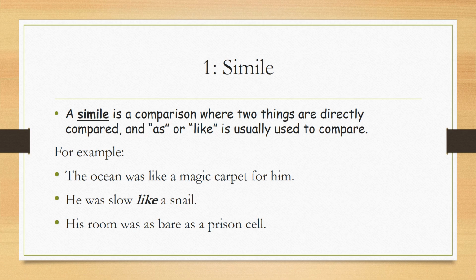Let me give you a very famous example, like a diamond in the sky, like a diamond. The star is compared with a diamond that usually shines in the sky. So the word like shows that the writer has used simile.